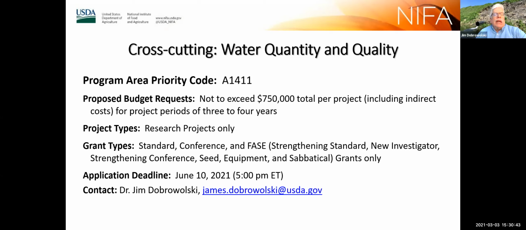It's 1411. The proposed budget requests have been bumped up to $750,000 per project, including indirect costs for project periods of 3 to 4 years. We are looking for research only here, so no integrated projects, just research. The grant types are standard, conference, and phase, again, with strengthening standard, new investigators, conference, seed, equipment, and sabbatical. The application deadline is June 10th, 2021, 5 p.m. Eastern time again. And I am the individual in charge of this one. Next slide.